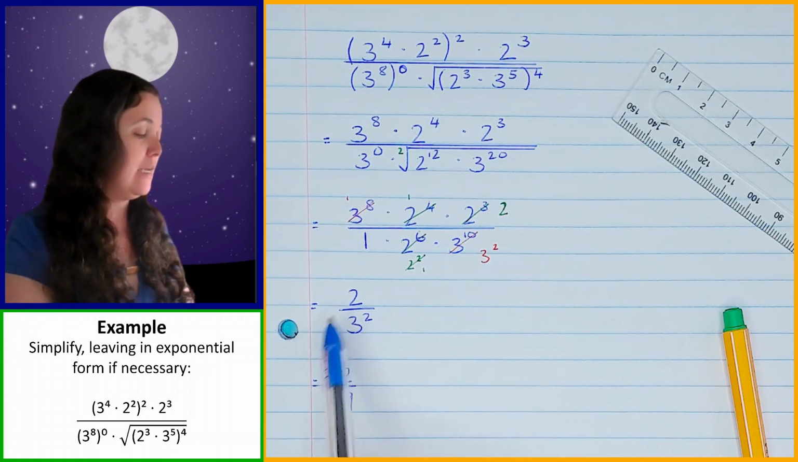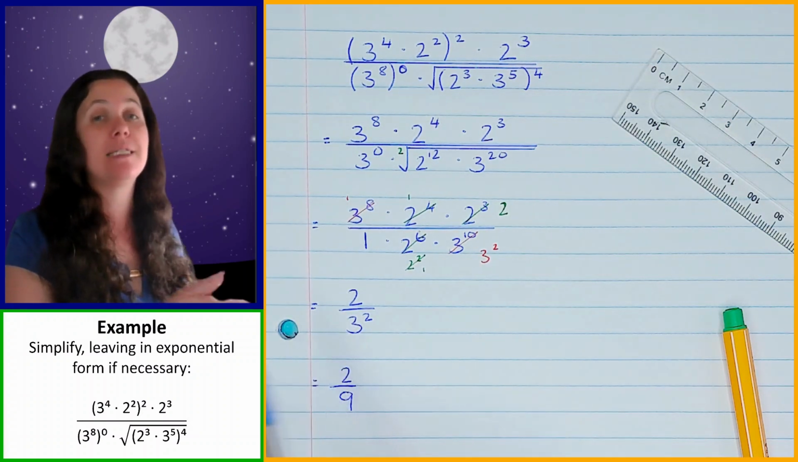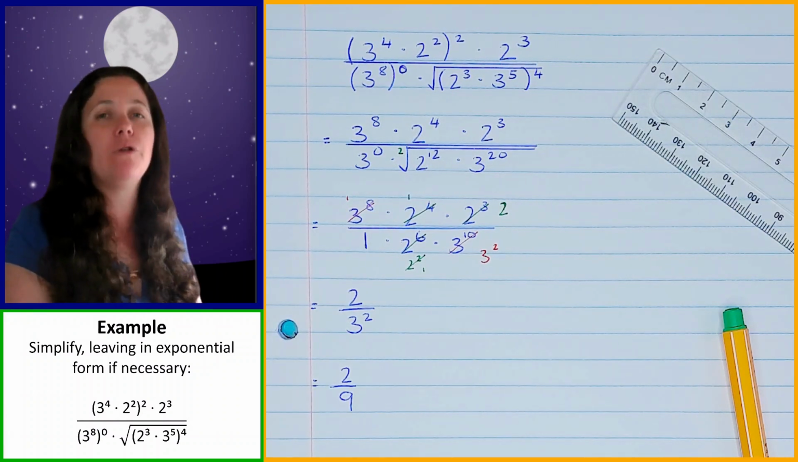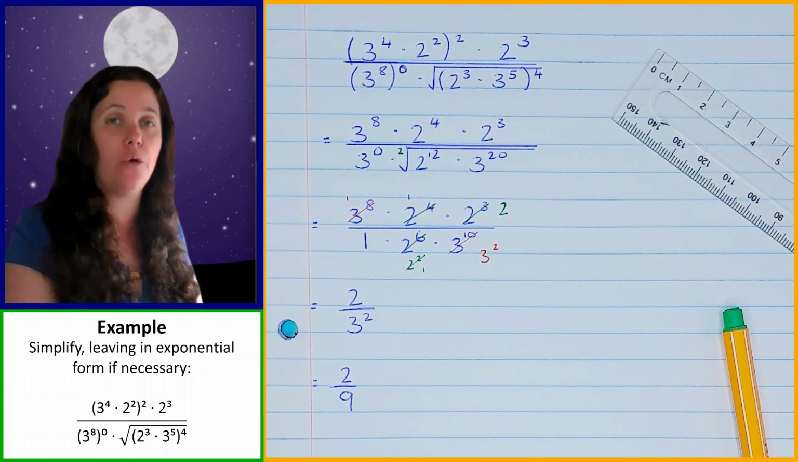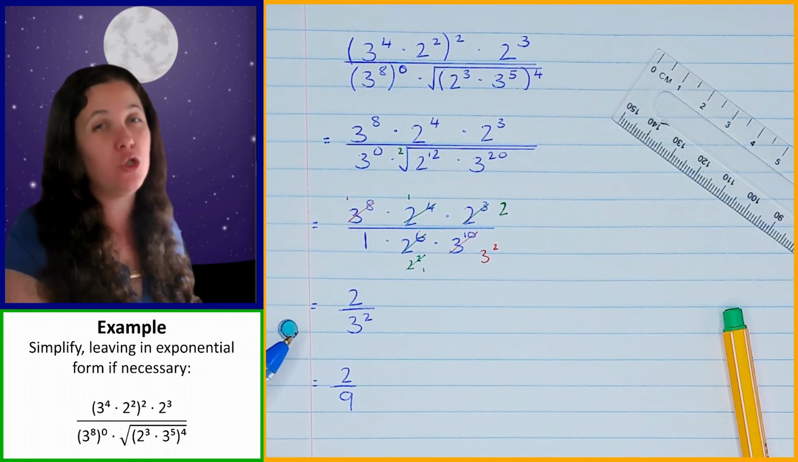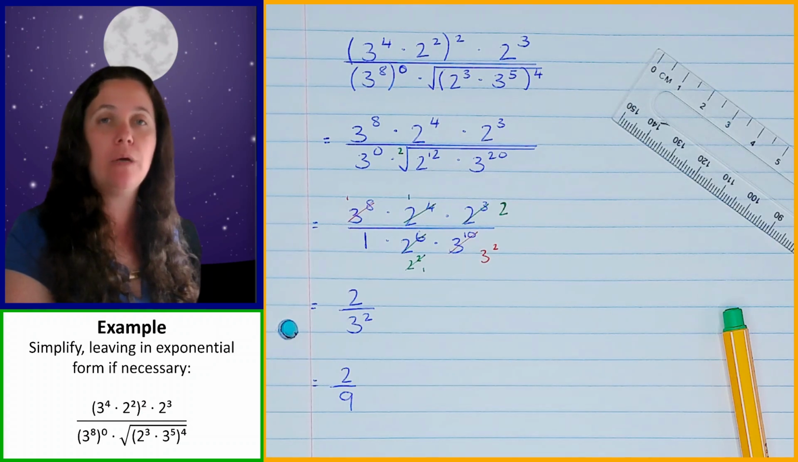If this was, say, 2 over 3 to the power of 10, then I wouldn't change it. I would leave it in exponential form, because it's not reasonable. We don't expect you to know what 3 to the power of 10 is equal to. We do expect you to know what 3 to the power of 2 is equal to. So then you can change that to a 9.